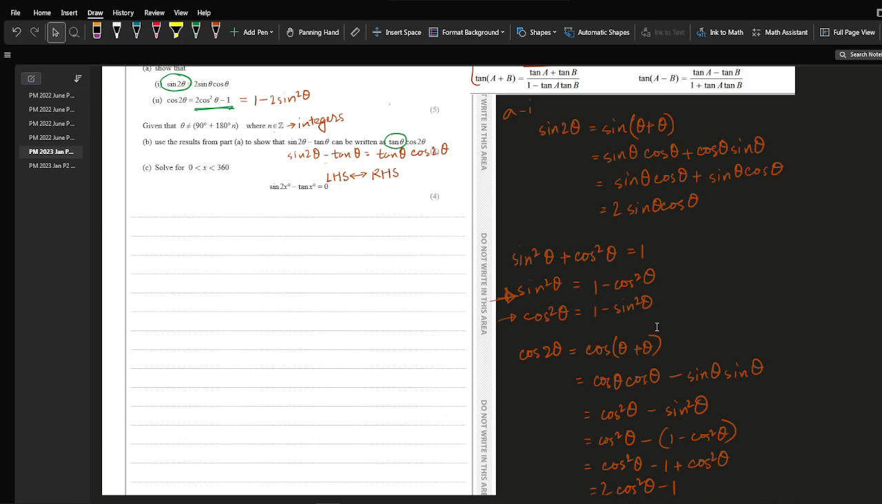Now let's say we woke up on the wrong side of the bed and we decided no, we are going to do it differently today. So we are going to start with the right hand side and work our way to the left hand side. Tan theta cos 2 theta. Again, tan theta is equal to sine theta over cos theta, and cos 2 theta is equal to 2 cos square theta minus 1, from here.